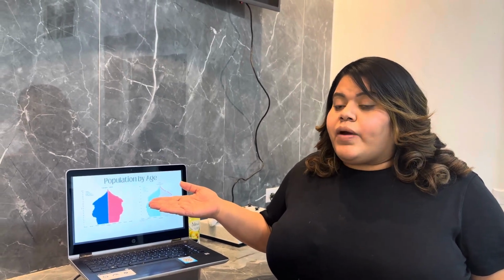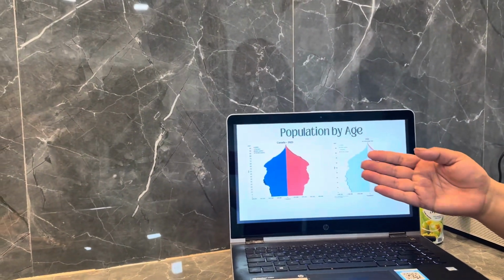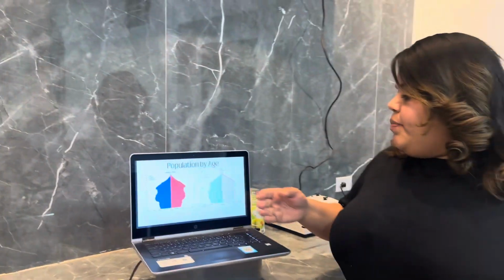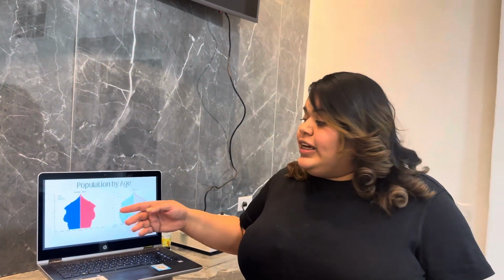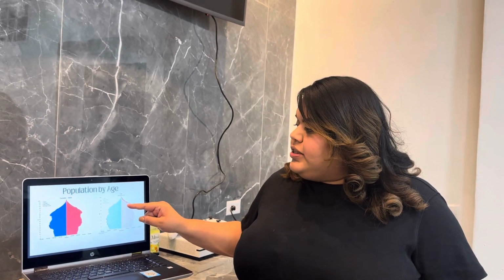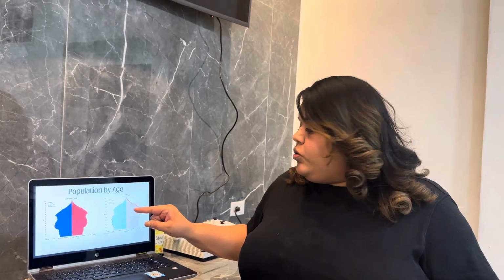Okay, so the first one that we have is population by age. We're going to describe this population by age by using this kind of graph. This is a line graph that shows the population by age in each of the countries. In the first one we have Canada in the year 2023, and the other one is from USA in 2023 also.